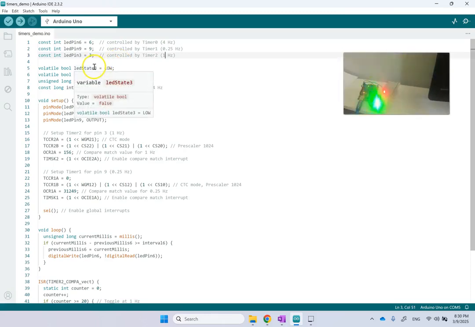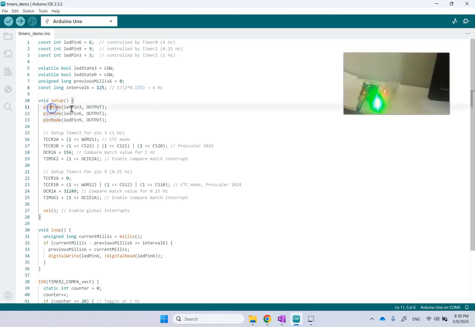And you see, because I'm dealing with variables used in interrupts, I'm using volatile variables, as I mentioned. And these are the states of LEDs 3 and 9, which are timer 1 and 2. I'm using a previousMillis0. This is what I use for the millis function. And then this is the number I want to compare against for CTC mode, 125.